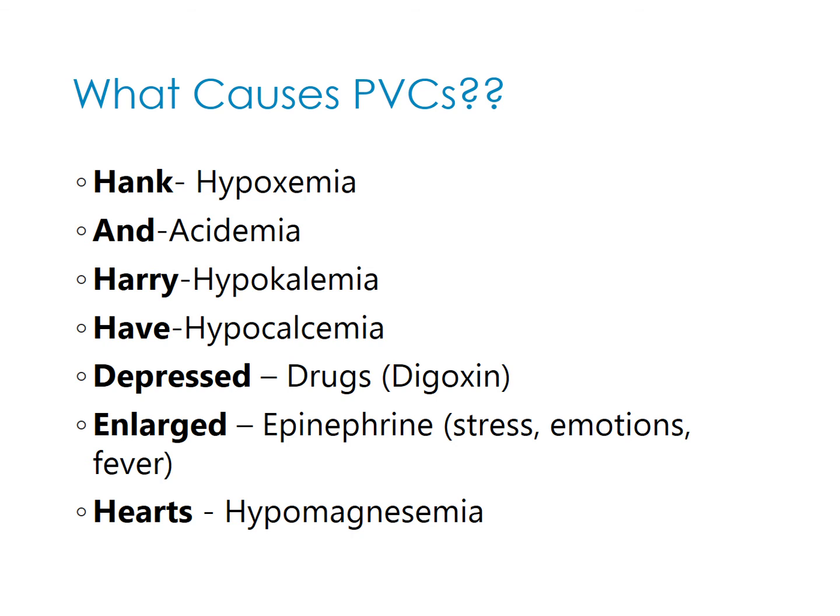So what causes these? This is just something that may help you remember: Hank and Harry have depressed, enlarged hearts. So hypoxemia can cause PVCs, acidosis, hypokalemia, hypocalcemia, drugs like digoxin, epinephrine, which includes stress, emotions, fever, and in hearts, hypomagnesemia. Those are all possible causes.